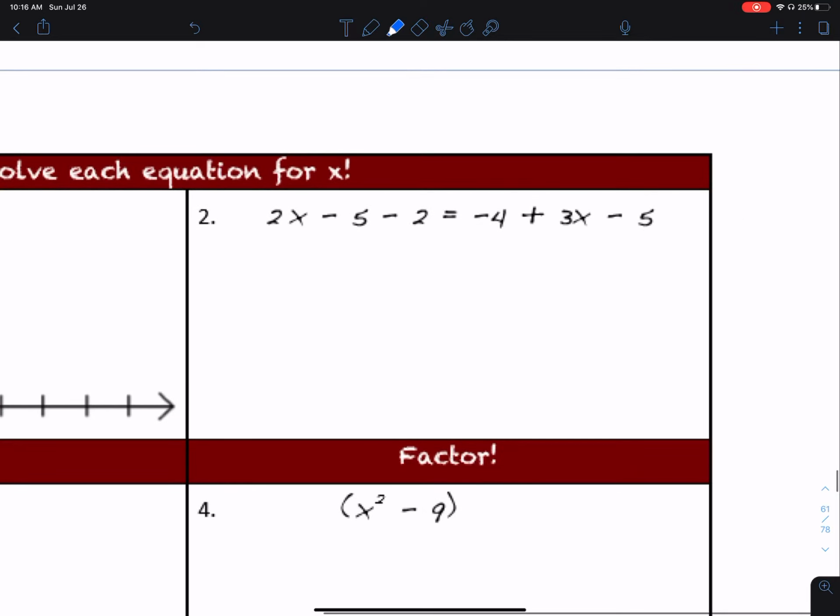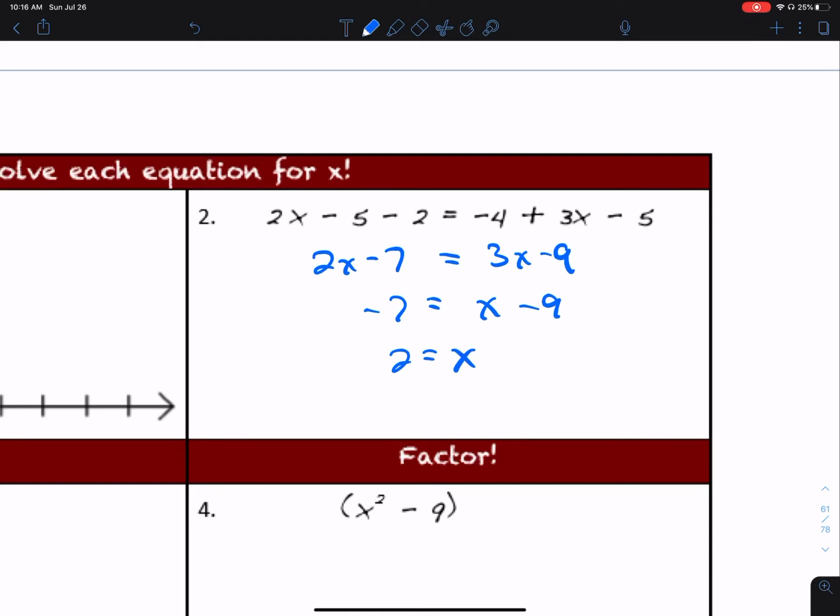Number 2, solve the equation. Well, I want to simplify each side. There are like terms there and like terms there. So I'm going to get 2x minus 7 equals 3x minus 9. I'm going to subtract 2x from both sides, add 9 to both sides, and I get x is 2.